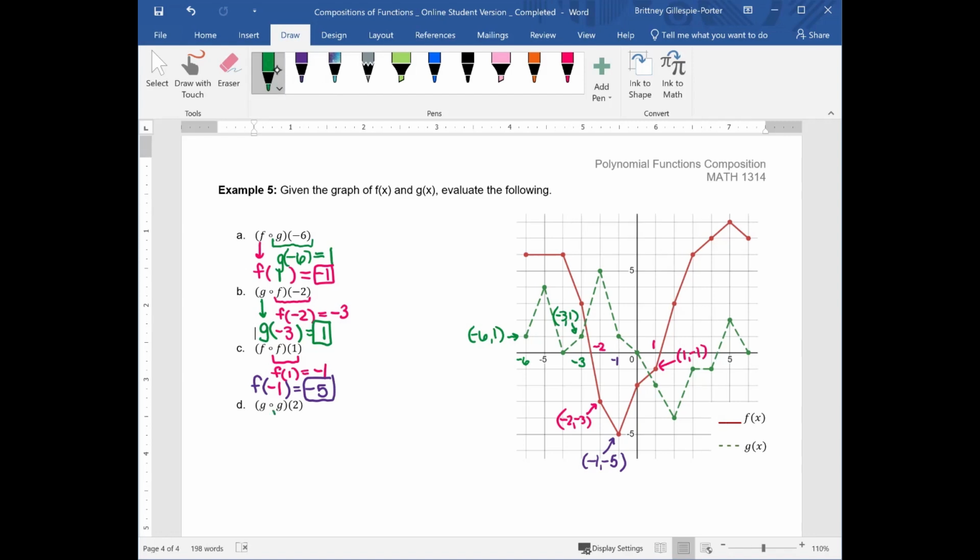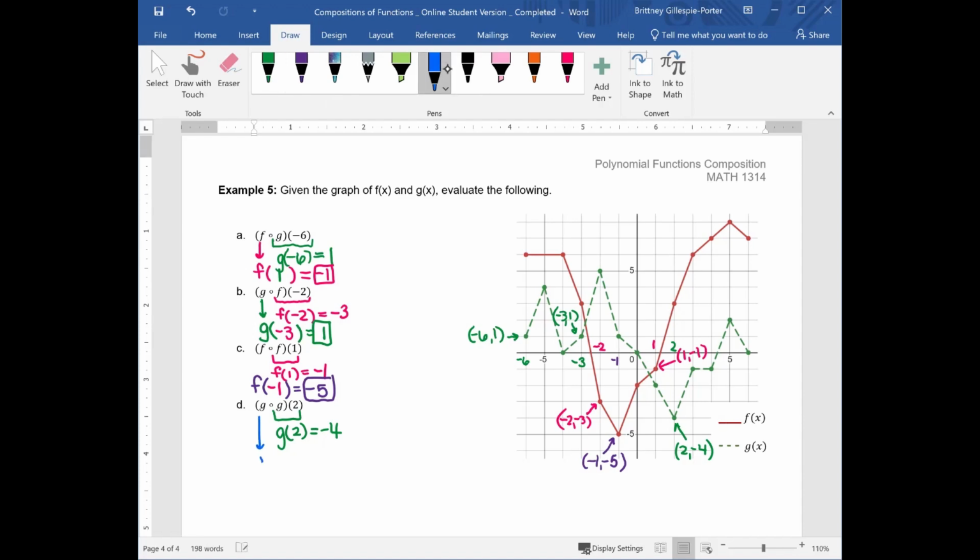Last one. g of 2 is where we need to start. Going to where x is equal to 2. We're going to drop down to our green function because we need g of x. We have the ordered pair (2, -4), which means that g of 2 is -4.